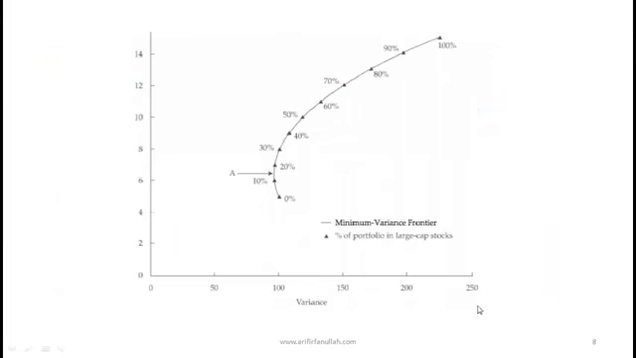You have the variance on the x-axis. What do you have on the right? The expected return on the y-axis, variance on the x-axis. Is this the efficient frontier or the minimum variance frontier? This is minimum variance. Above this point is the efficient frontier.